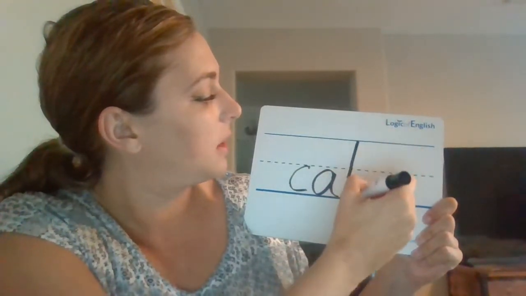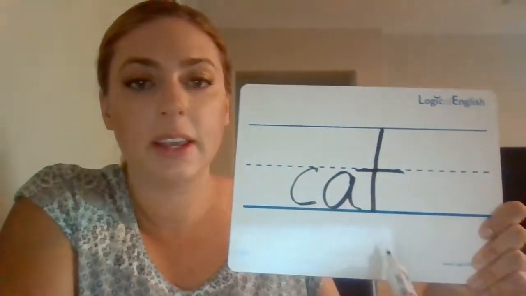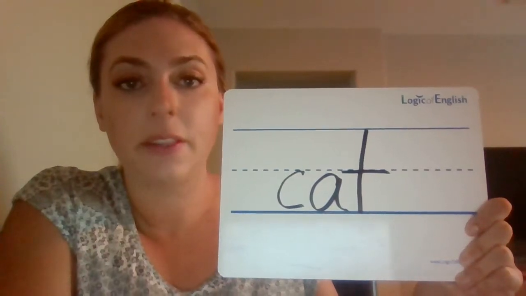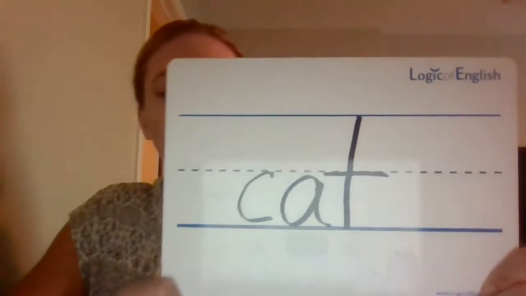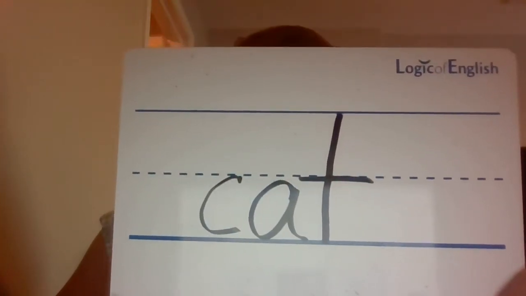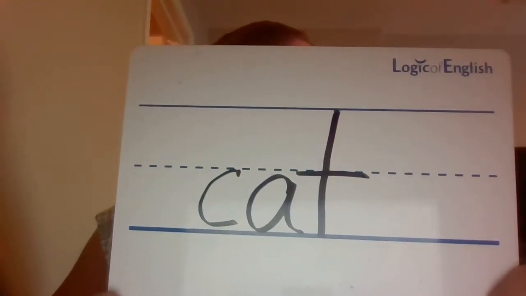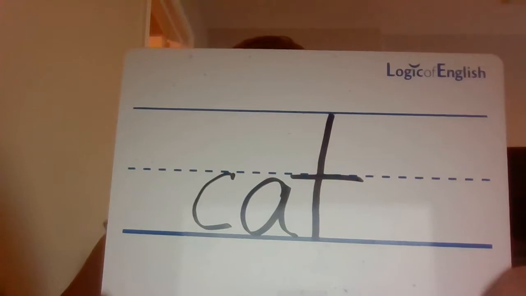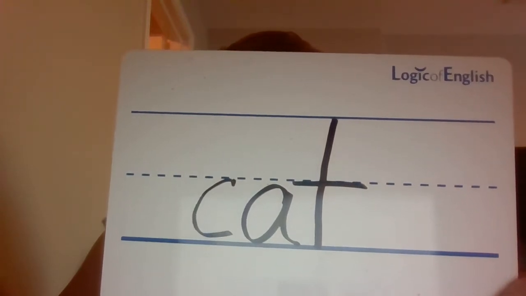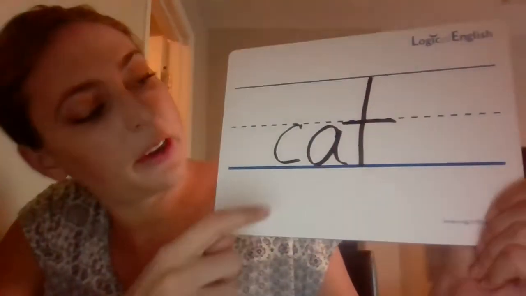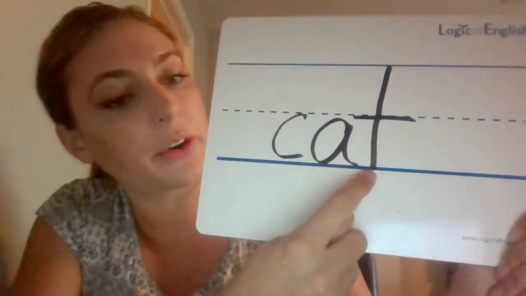K, a, t, cat. This is how we will do each spelling word. Good. Let's take a look at our word closely. Do you notice how each of the letters sits close together on the baseline? Do you see that there? Each of our letters sits closely together on the baseline.